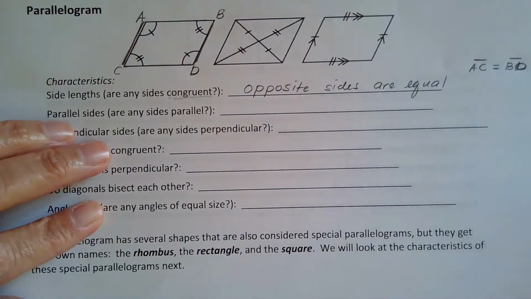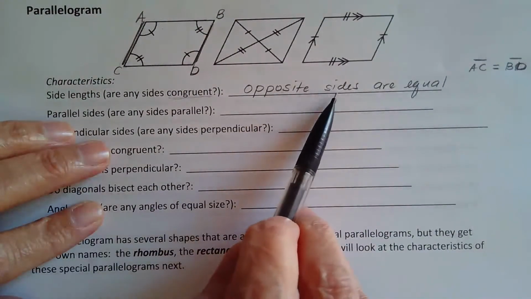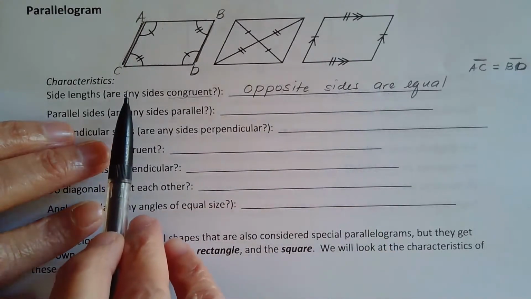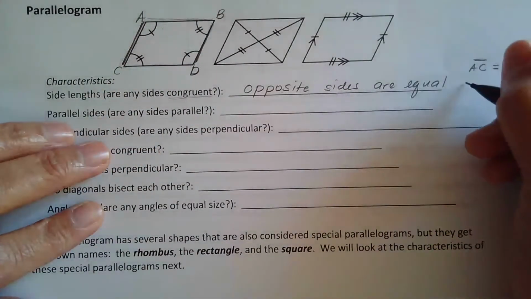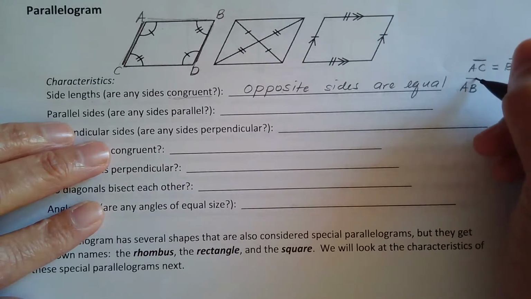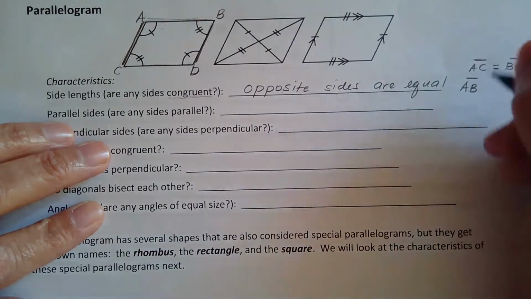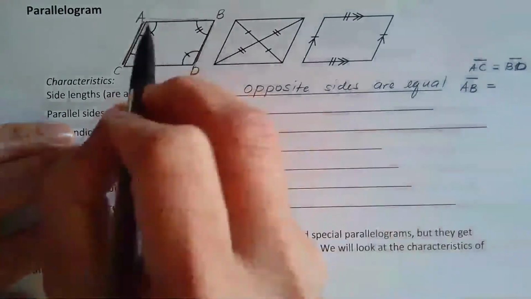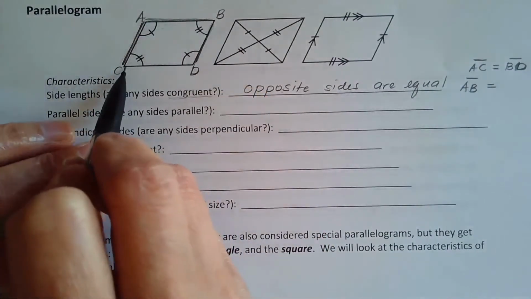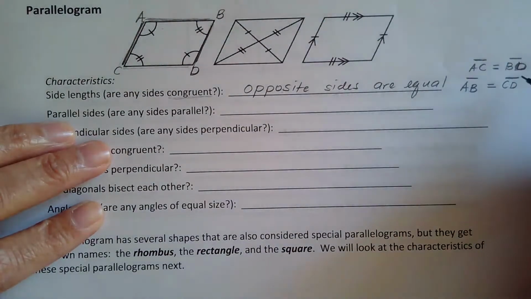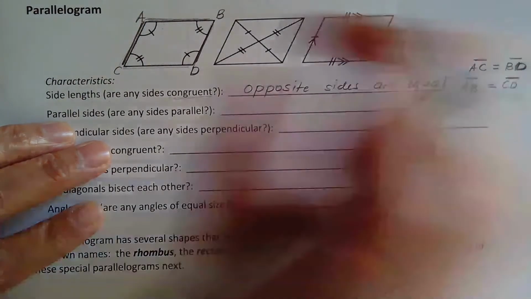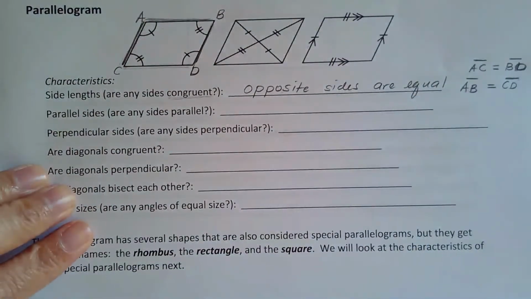Well, what else is equal to each other? We said opposite sides are equal. So what are the other opposite sides? I can say line segment AB is equal to CD. And then I put a bar on top, a line on top, indicating that these are line segments. Okay, so that's that.